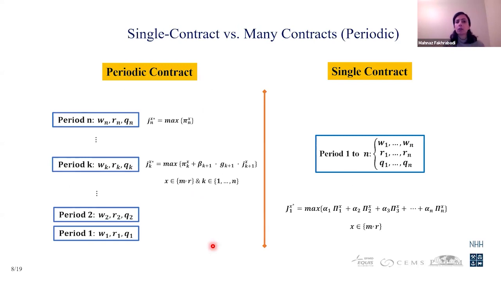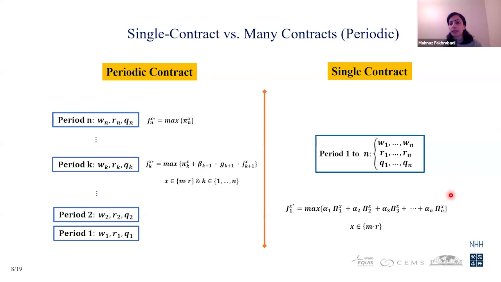So what's the difference between a single contract and a periodic contract? In a periodic contract, we start from the last period n. When we are at the last period, there is no tomorrow, so the only value that we have looking forward is the profit at period n. Maximizing pi_n provides us the prices and quantity. Then we go back one step and find the optimal points and continue this way to reach the first period. So at each period we have this structure, which is the current profit plus the discounted, scaled value from tomorrow to the future. For the manufacturer and retailer, both of them, it holds.